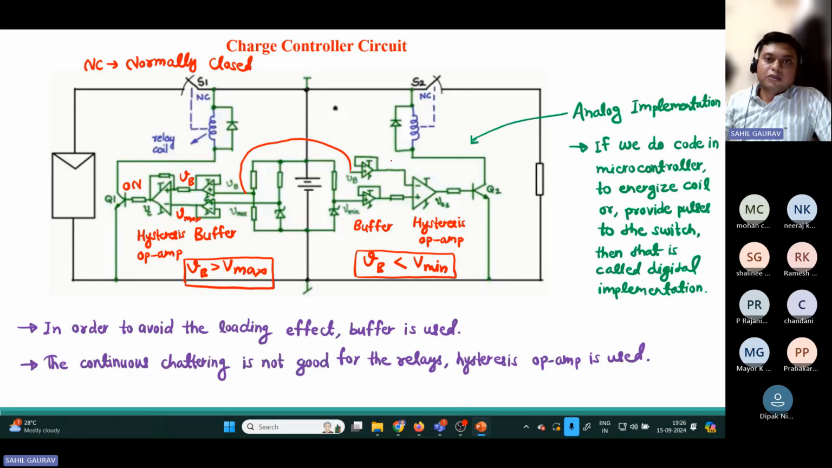So this V battery comes here, and this V minimum, and if this V battery is less than V minimum, it gets turned on, our transistor gets turned on, and this relay will open this switch S2. So in that way, we can implement this logic for the charge controller.